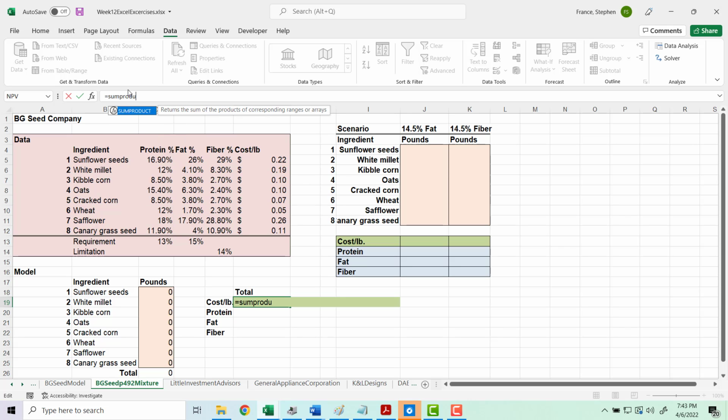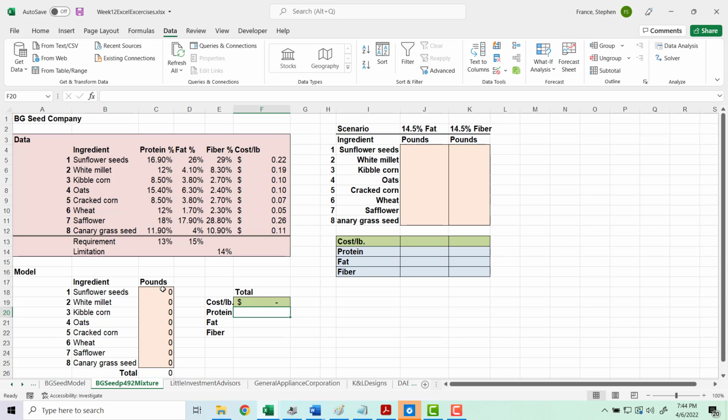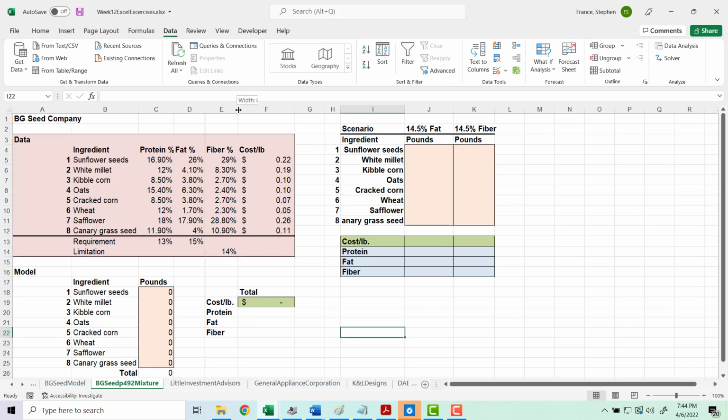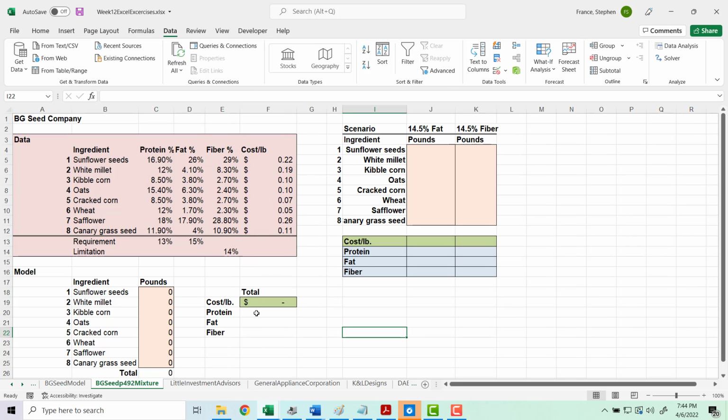So the cost, I think I didn't remove that, but let's just do that from scratch. We're going to use sum product, and it's going to be the sum product of the pounds and the costs. You can see it's 0 at the moment, but if we had a pound of sunflower seeds, and that's 0.22 per pound, then that will be 0.22. Okay, beautiful.